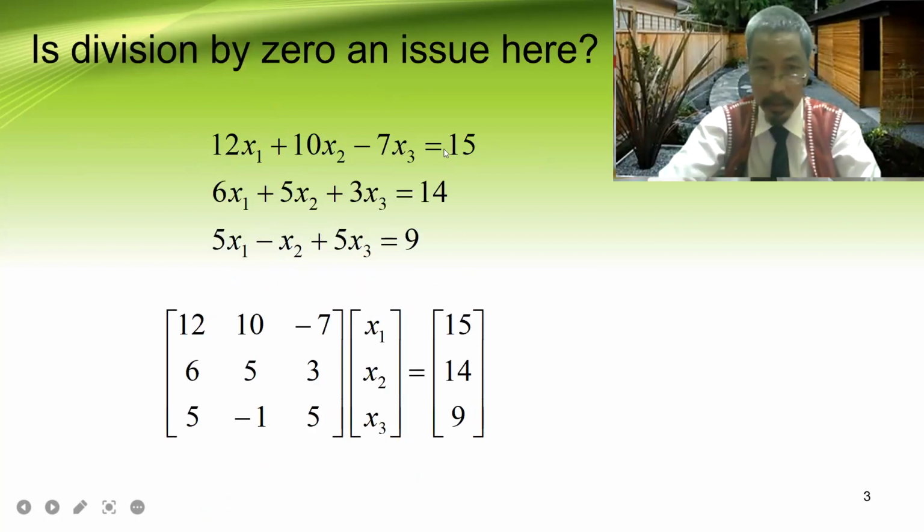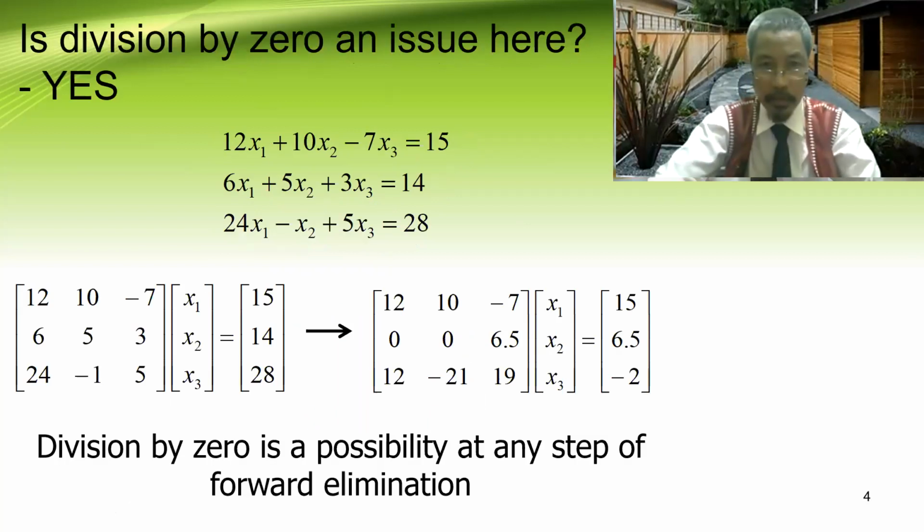But here, is there an issue here? I think not, because if we divide by 12, it will not be 0. It will become 1 and multiply by 6. So therefore, it will become 6. Okay? It will not be division by 0. So that is just an immediate observation. Let us take a deeper look. Is division by 0 an issue here? The answer is yes. Why? Not on the first equation, as you can see here.